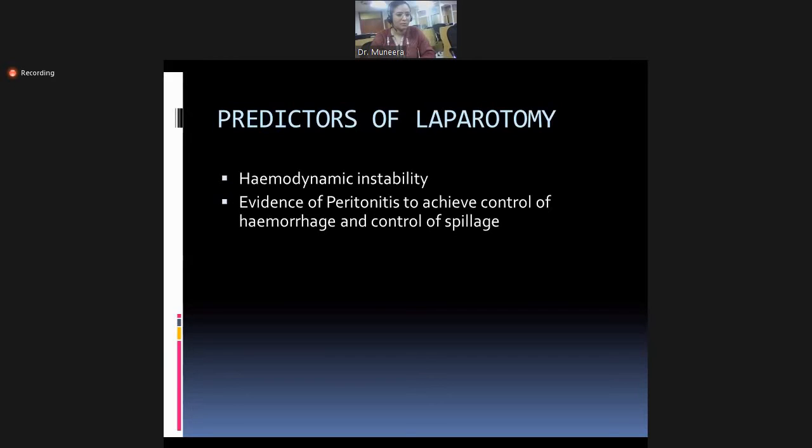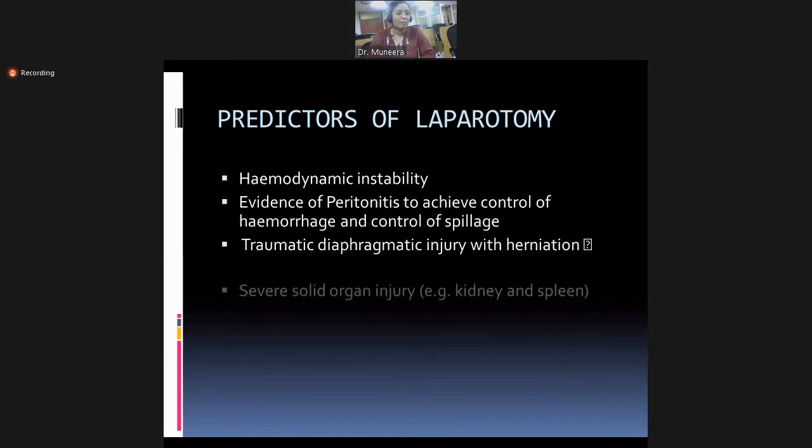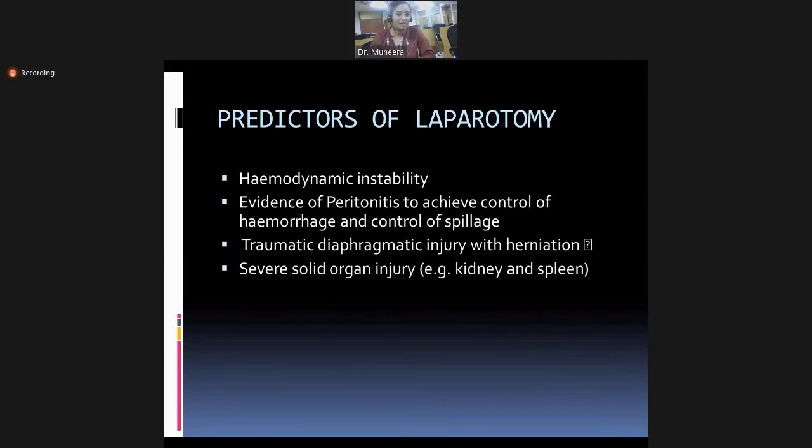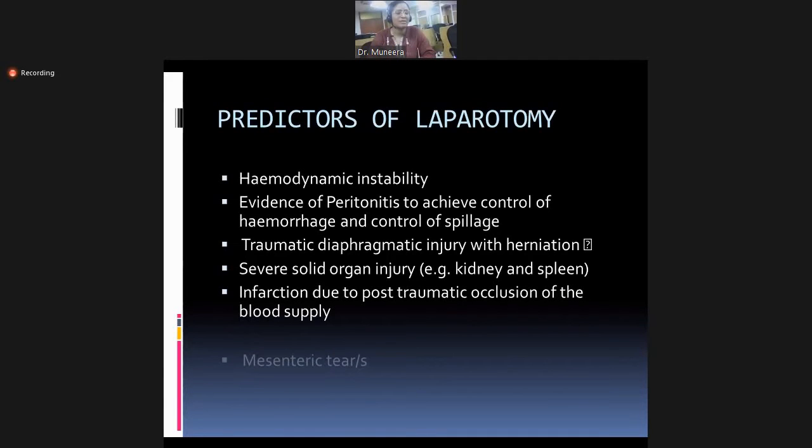Traumatic diaphragmatic injury with herniation of contents into the thoracic cavity, leading to shortness of breath. Severe solid organ injury like kidney and spleen, which are completely shattered. Infarction due to post-traumatic occlusion of the blood supply to the gut. Mesenteric tears, which bleed badly, and you need to control the bleeding.